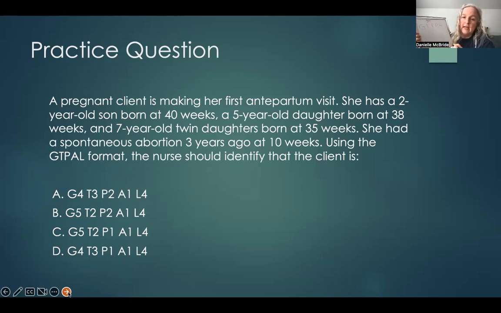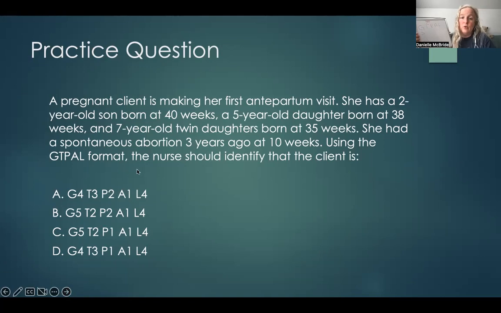She had 7-year-old twins. That counts as 1 pregnancy. And she had a spontaneous abortion. Okay, so I'm counting 5 for her pregnancies. So she's a G5. Okay, now let's figure out how many are term. So remember that term is greater than 37 weeks.